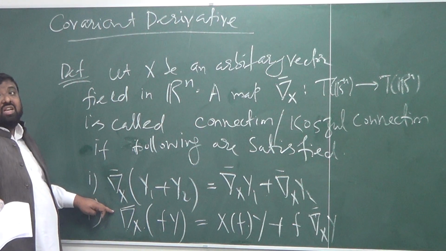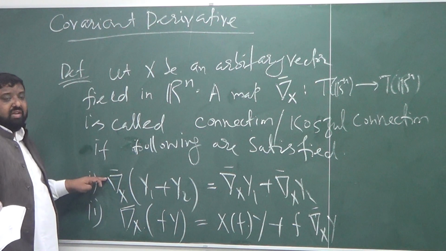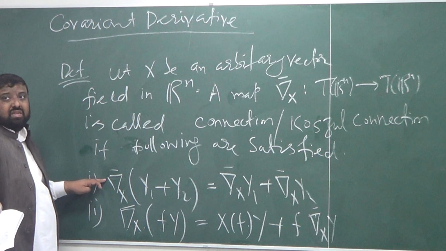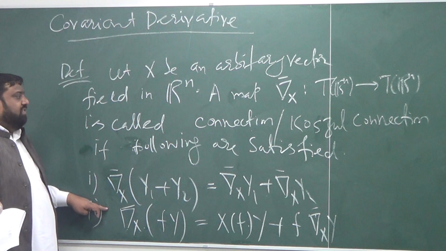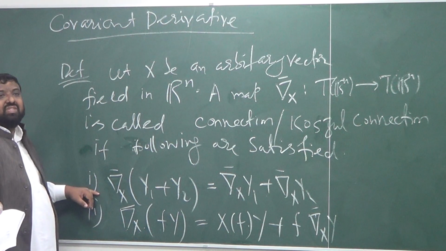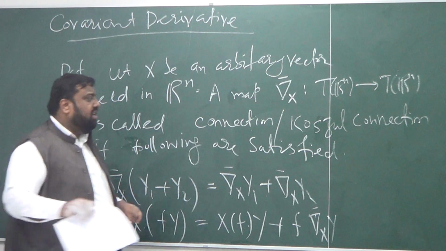By the way, if you remember, in the first chapter we gave such a creature a name: something that satisfies these two properties. And what was that? Linear derivations. So in other words, this connection, the Koszul connection, must be a linear derivation.